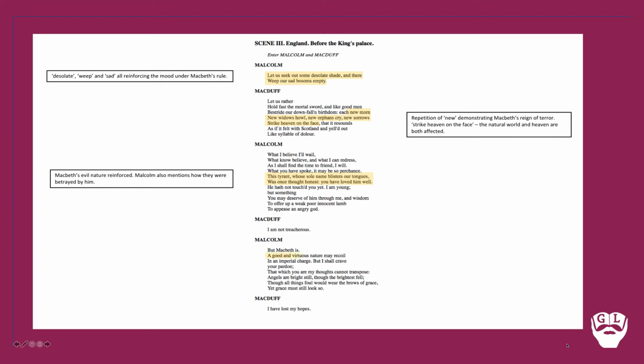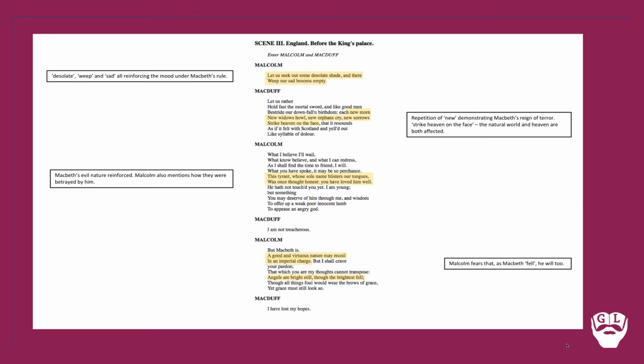Malcolm continues and says, "The good and virtuous nature may recoil in an imperial charge." He's saying, well, if I get the crown, I may not be a good and virtuous king, one fit to rule over Scotland. "Angels are bright still, though the brightest fell." He fears that as Macbeth fell, he will too, and he doubts that he has the innate human qualities and virtues to actually carry this off.